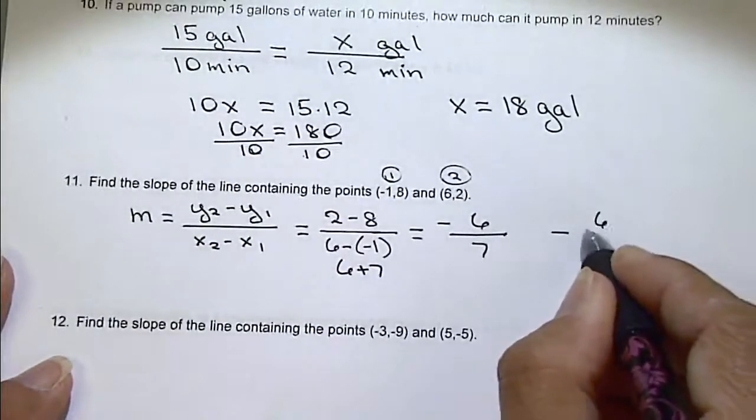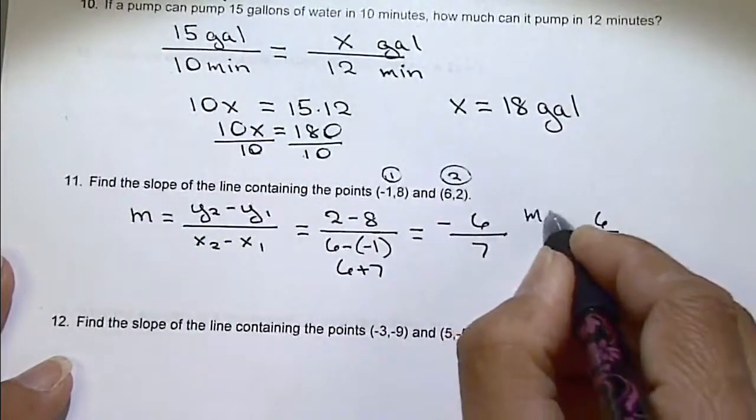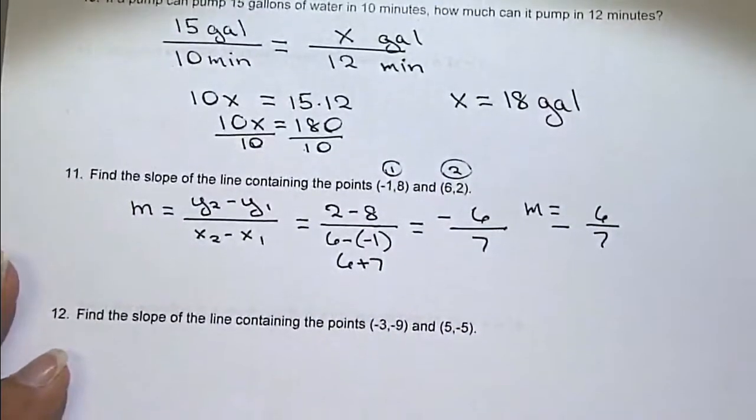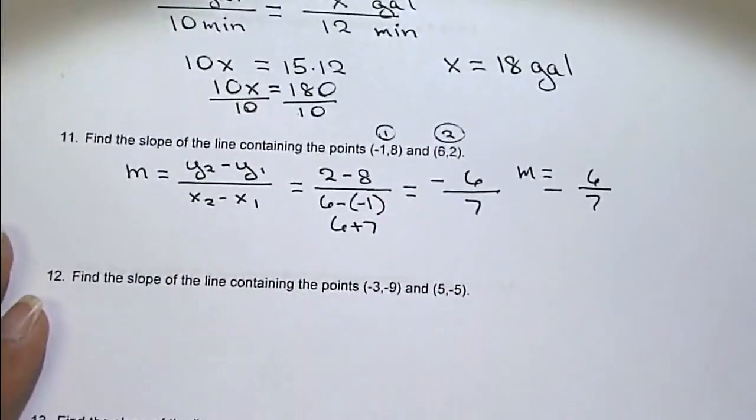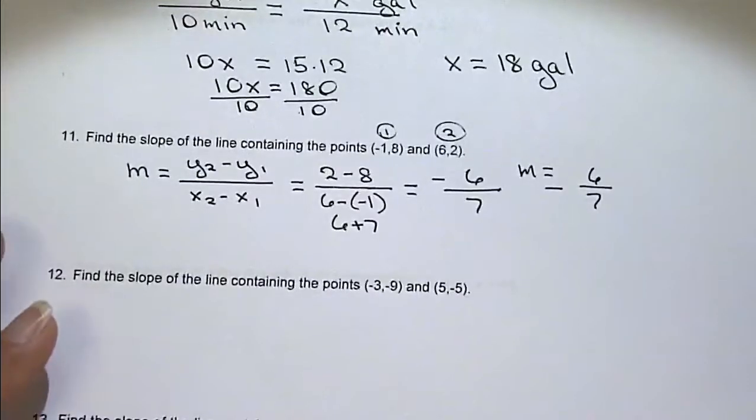It's a negative slope, 6 over 7. That's the slope for that line, isn't it? Is that easy? Okay, finally we hit something easy because it's fresh. We've just been doing this.